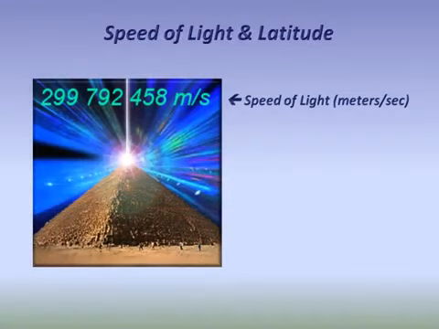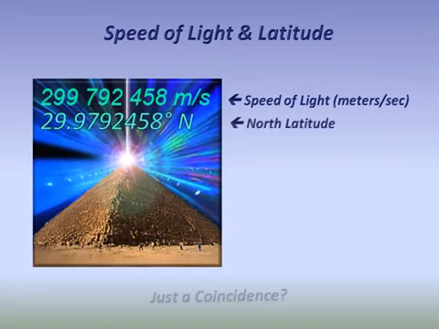The latitude also happens to show, so this is the position of the pyramid on Earth, also happens to represent it. It's at 29.9792458. Is that a coincidence?